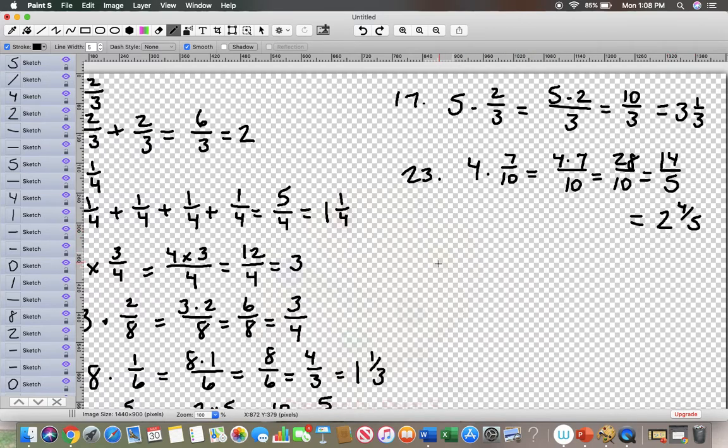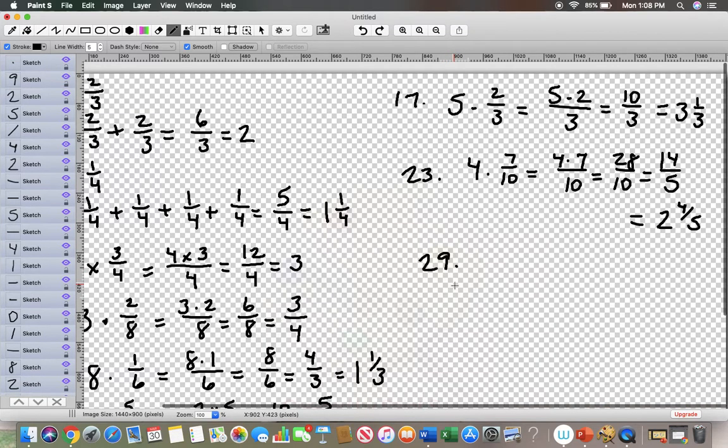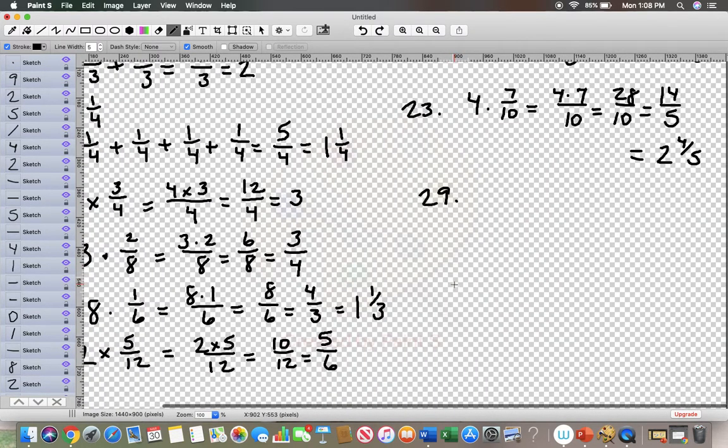Let's do some story problems. Number 29. Michael spent 3/4 of an hour working on his kite each day. It took him 8 days to finish the kite. So how much time did he spend on the kite? Every day he's spending 3/4 of an hour, and he's doing it for 8 days.